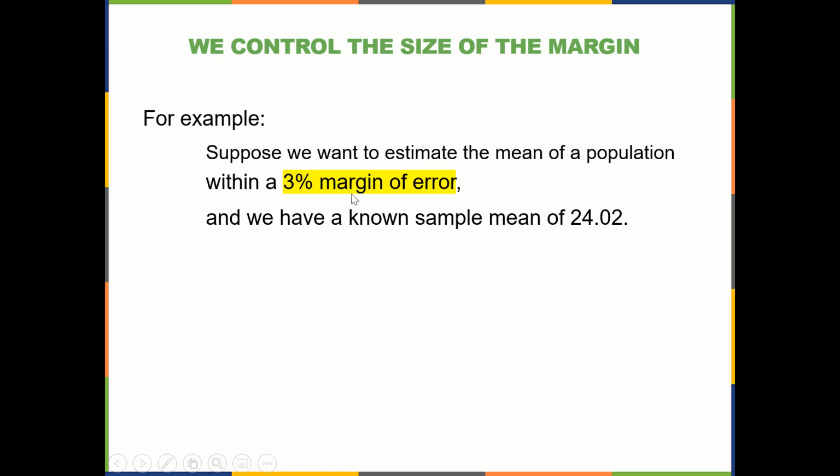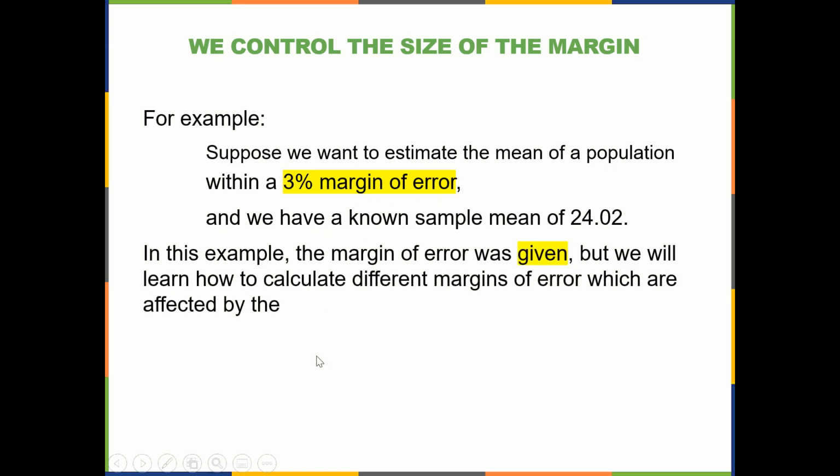Now in this example, the margin of error was given to us, but that's not typically how these questions go. Normally we have to calculate the margin of error, and different factors can affect the margin of error, including the confidence level and the sample size. So in the next video, we'll start to talk about how those things can affect the margin of error and how we balance them out when deciding how confident we're going to be and how much sample data to collect.